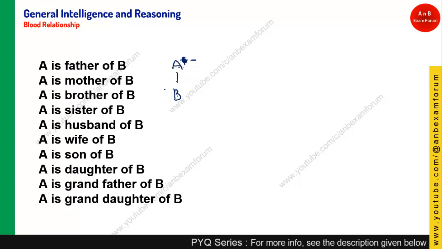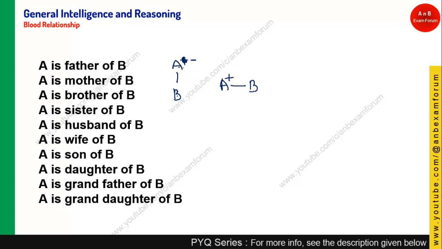Next is A is brother of B. As I told you earlier, they are of the same generation. So A is brother of B. Since A is brother, it will be plus. And here we don't know whether B is male or female.